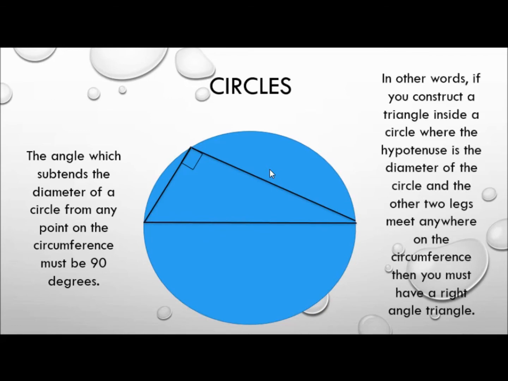In other words, if you construct a triangle inside a circle where the hypotenuse is the diameter of the circle and the other two legs meet anywhere on the circumference, then you must have a right-angled triangle.